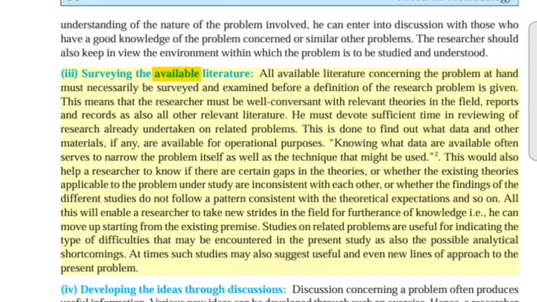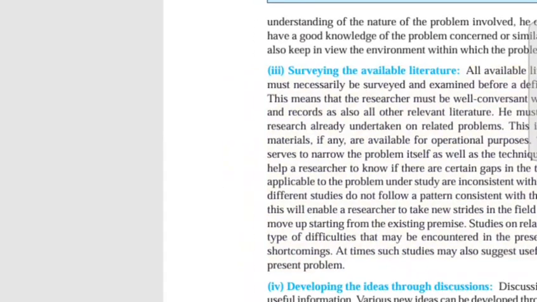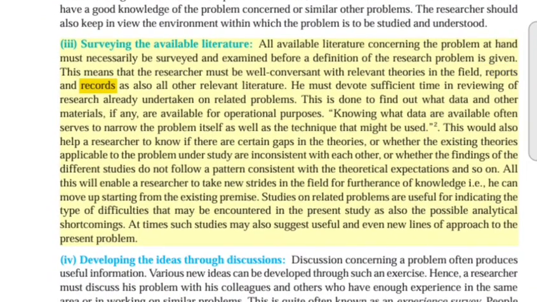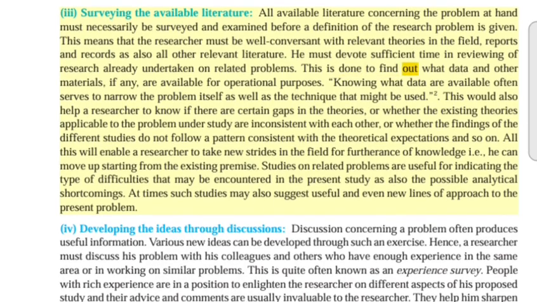III. Surveying the available literature. All available literature concerning the problem at hand must necessarily be surveyed and examined before a definition of the research problem is given. This means that the researcher must be well conversant with relevant theories in the field, reports and records, as also all other relevant literature. He must devote sufficient time in reviewing of research already undertaken on related problems. This is done to find out what data and other materials, if any, are available for operational purposes.